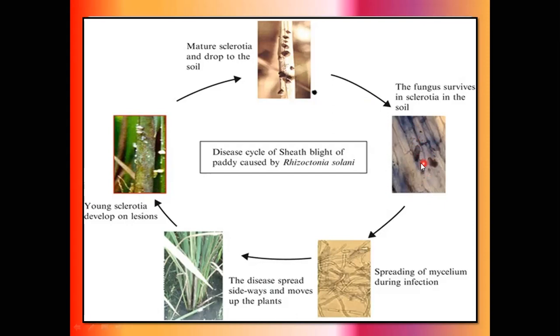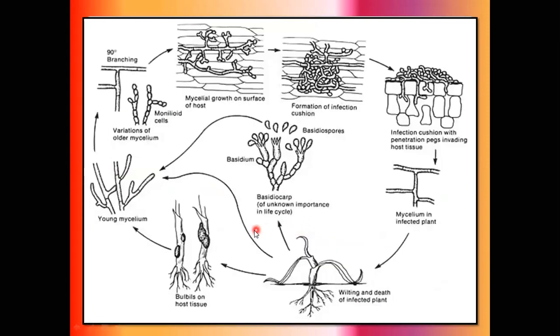The mycelia are generally seen inside the infected leaf and leaf sheath, but sometimes the mycelia develop sclerotia. So this is the disease cycle of Rhizoctonia solani.